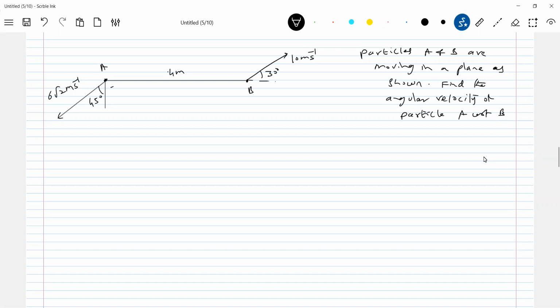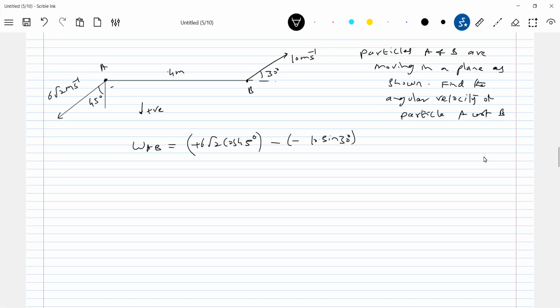So they are not moving in circular path, how you brought it. Okay, let's go for omega AB. I'll calculate. So it should be equal to VA minus VB. So 6 root 2 cos 45. I'll take it positive. Minus of minus 10 sine 30.